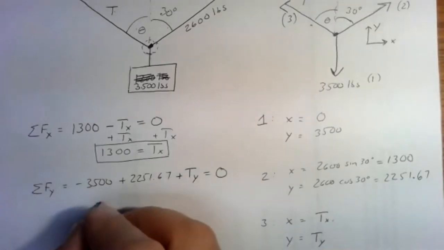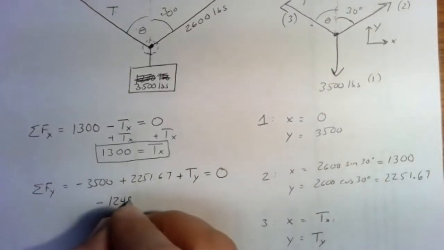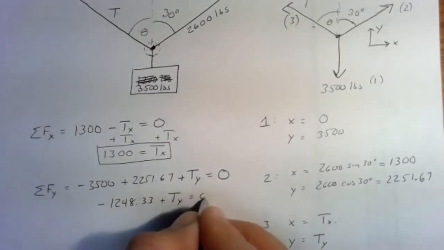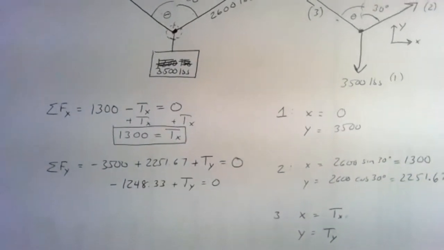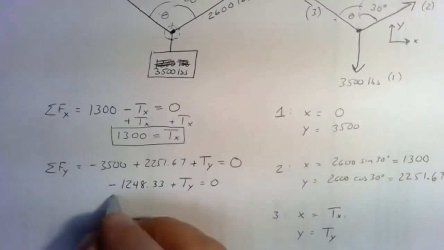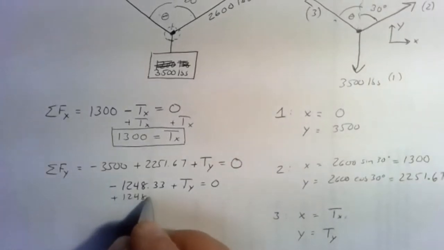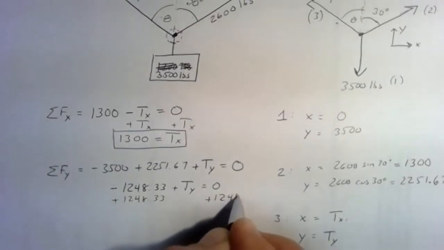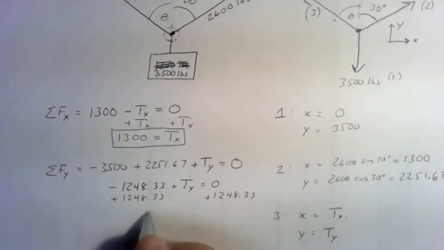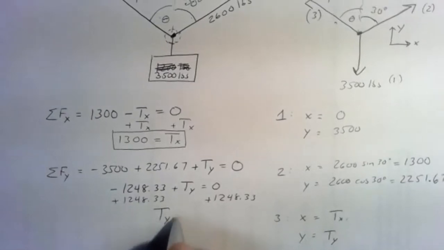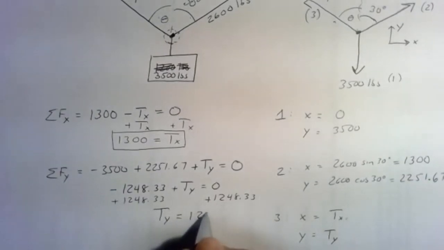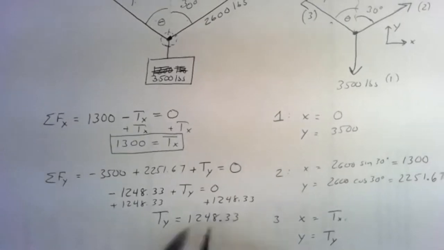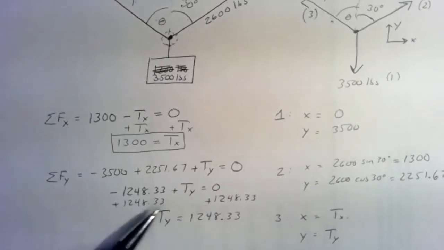And that's negative 1248.33 plus TY equals 0. And I would just add the 1248.33 to both sides. Now, since signs are very important here to telling us whether our answers are correct or at least have a chance of being correct, you've got to be fairly careful with your algebra.